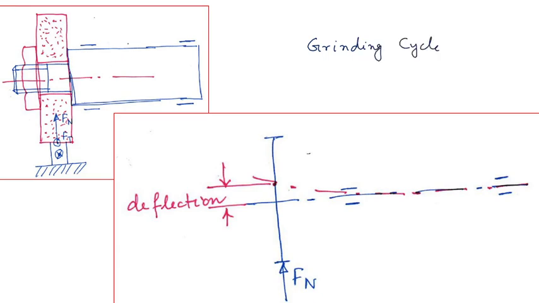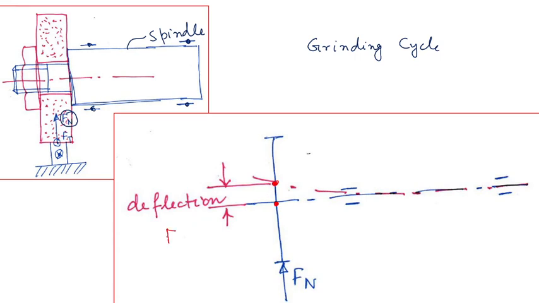This is the spindle, which is supported by these bearings. During grinding, a normal force would be acting on the grinding wheel, because of which, from its nominal geometric position, which is here, it would get deflected. So this is the deflection of the grinding wheel.